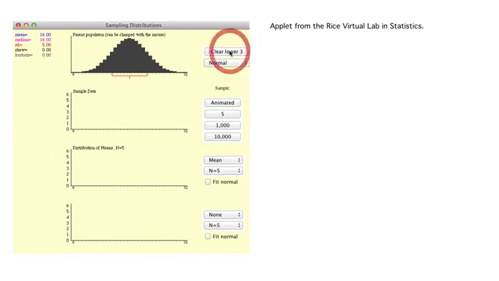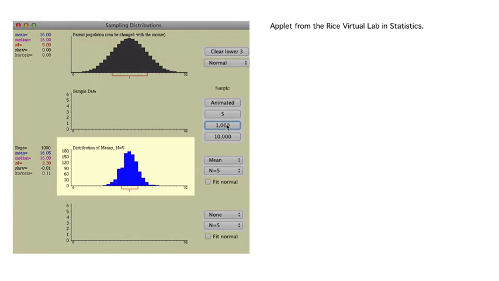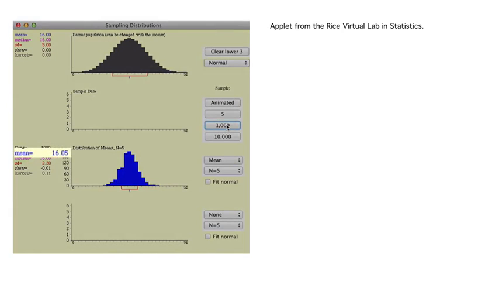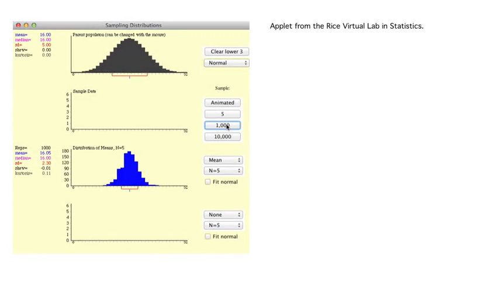Now let's clear those so that we can take 1,000 samples. We don't see all our sample data anymore. It's too much for this plot. But we do now have a clear distribution of all of the 1,000 sample means. Note that it appears to have a normal distribution, and its mean is 16.05, very close to the 16 in our theoretical model, which of course is what we expect since we know that we have an unbiased estimator.